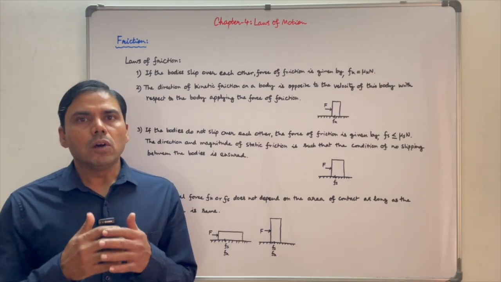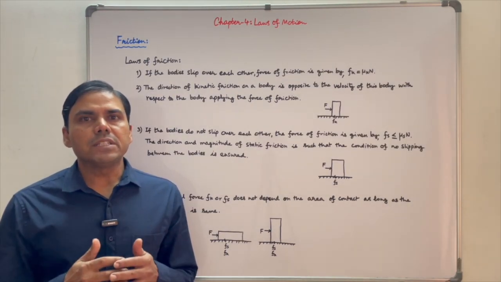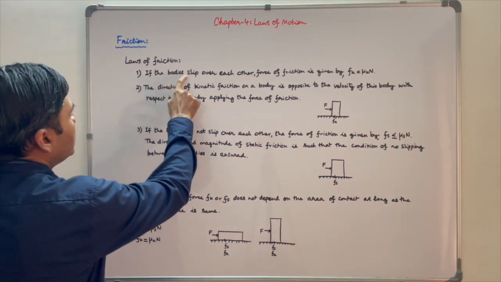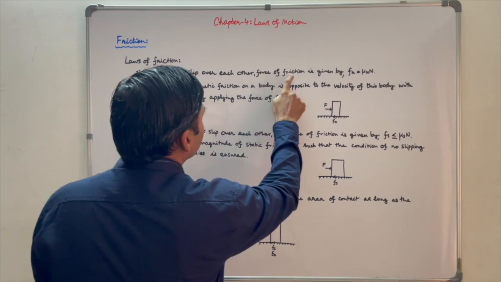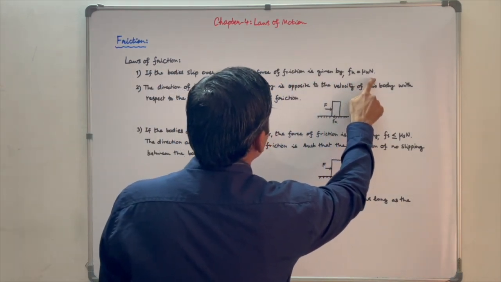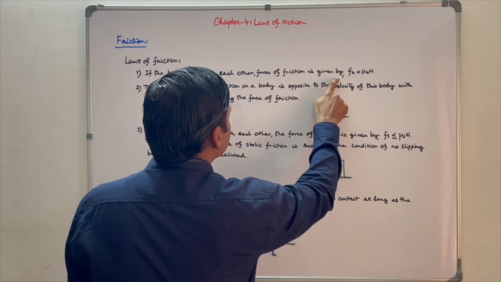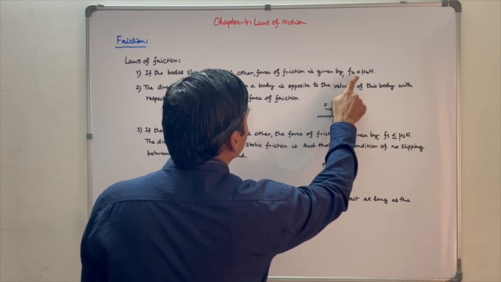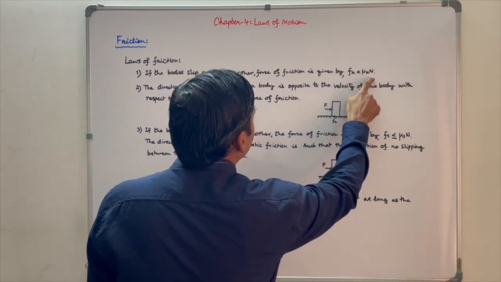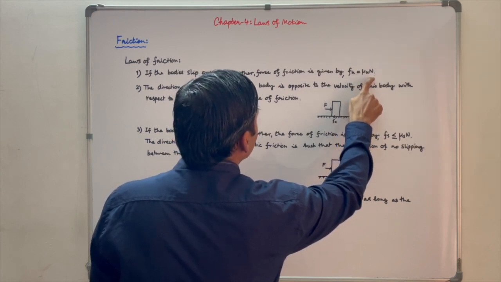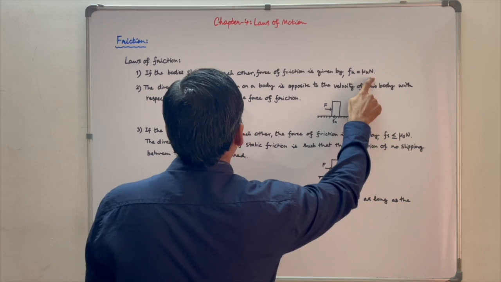Now let us see laws of friction. Laws of friction are summarized in 4 points. First point, if the bodies slip over each other, force of friction is given by Fk = μk × N. We have already seen that when the sliding starts, force of friction is called kinetic friction. It is given by Fk = μk × N, where μk is the coefficient of kinetic friction and N is the normal reaction force.